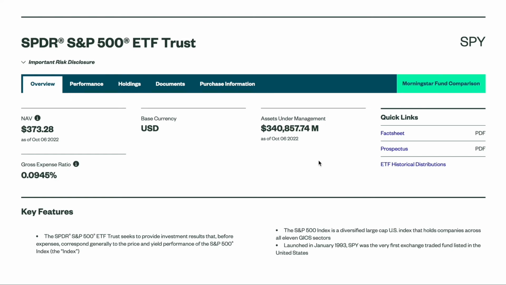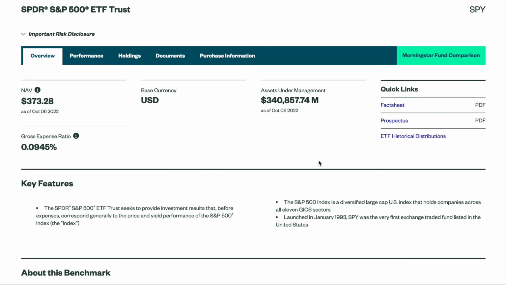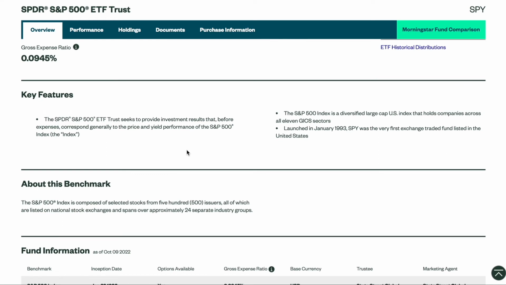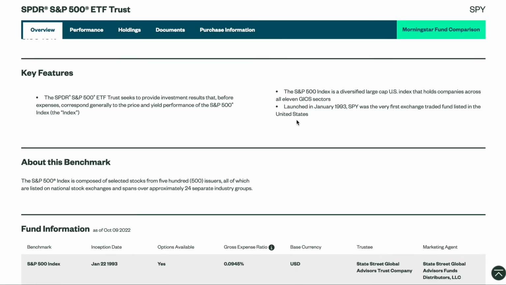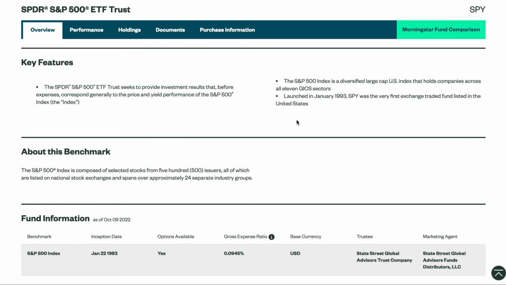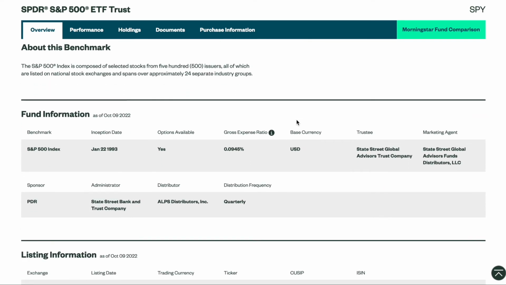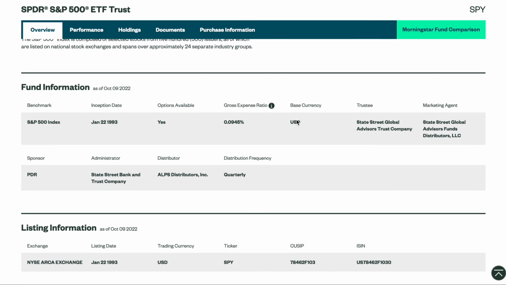So right now you'll see the net asset value is $373.28. Then the gross expense ratio of 0.0945%. The three main indexes in the United States are the S&P 500, the Dow Jones, and the NASDAQ. So this one right here follows the S&P 500, launched in January 1993, the very first exchange traded fund listed in the United States, and it's still going, and definitely one of the most popular, one of the most traded ones. The volume is very high on this ETF.